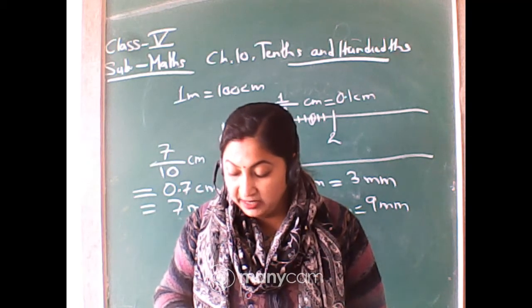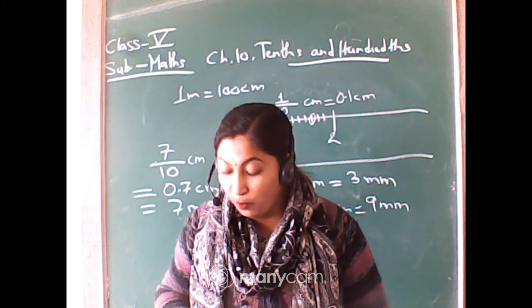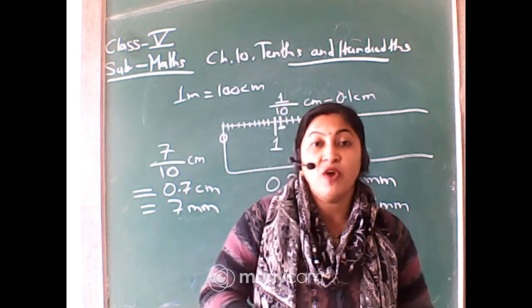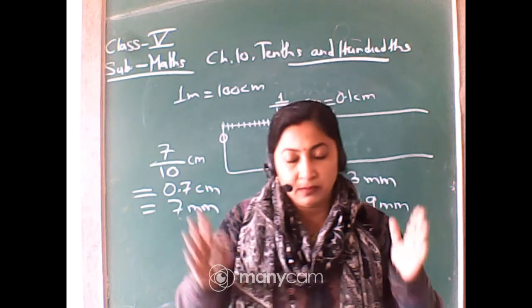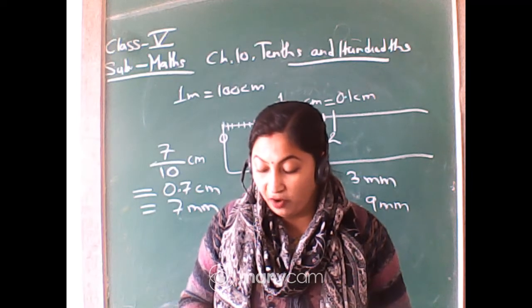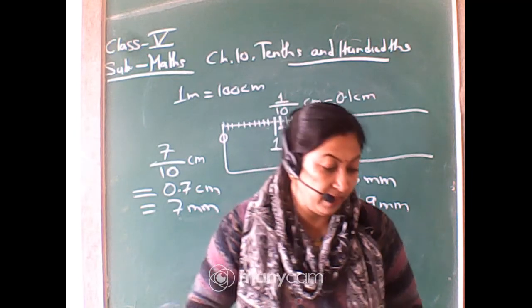If they sit in a straight line, about how many of the small frogs will cover 1 meter? Now you have to find out for 1 meter. On a 1 meter scale, how many of the small gold frogs can sit? Can you tell me?